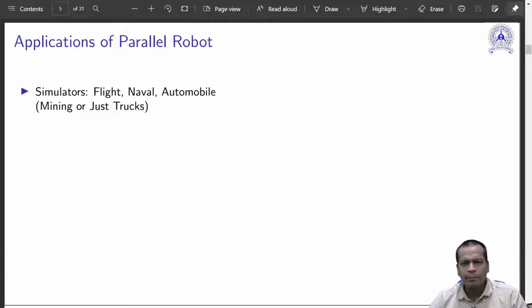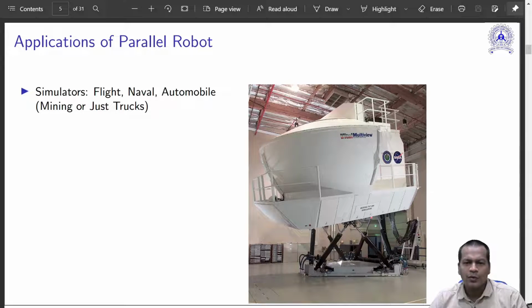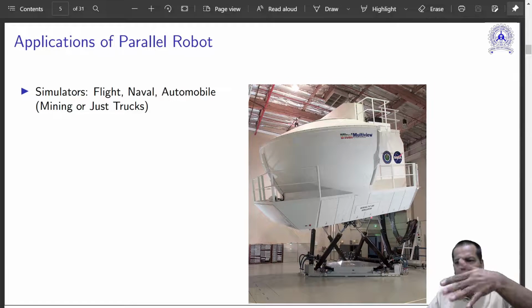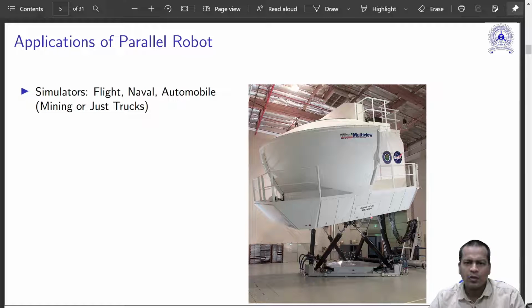So one of the biggest applications, which evolved long back and was rising parallelly along with serial robot applications, is simulators. Why? Because it gives you a very good platform where you can put your things on top, and that platform can give you all sorts of motion: roll, pitch, yaw, heave, and sideways motions. All the motions can be given easily, and at the same time it can carry huge weight.